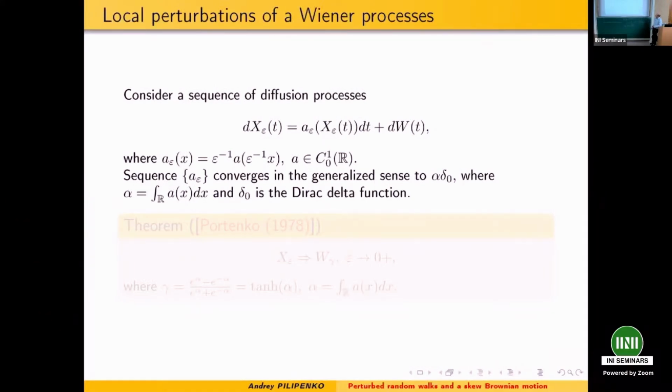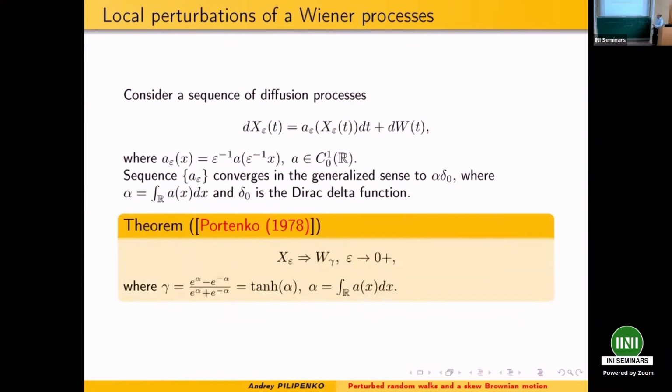interesting question is the following. Okay, let's try to approximate this process in the following way. Let's consider sequence A epsilon that approximates delta function, well, delta function times alpha, and try to pass to a limit. And well, what should the limit be? Okay, alpha times delta function at 0, but this is not true.